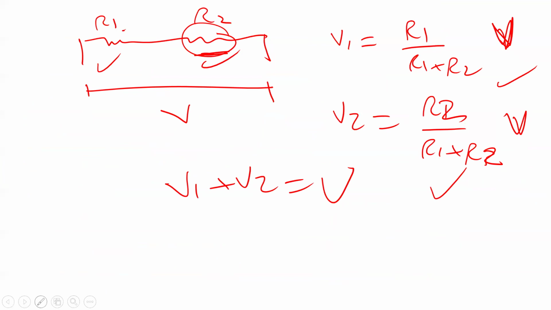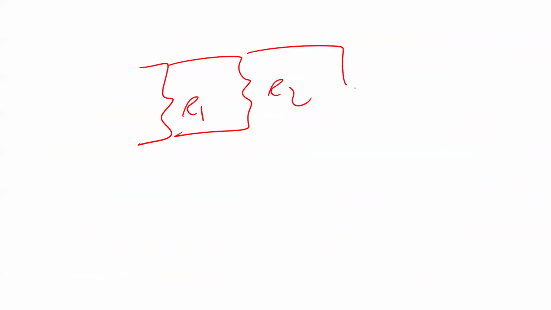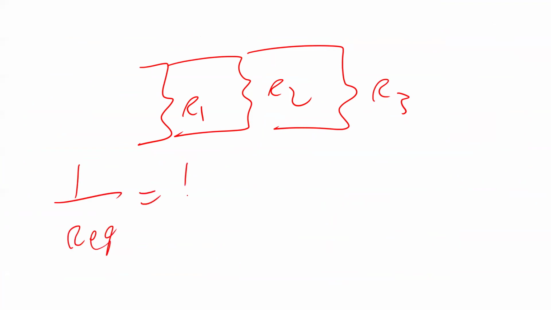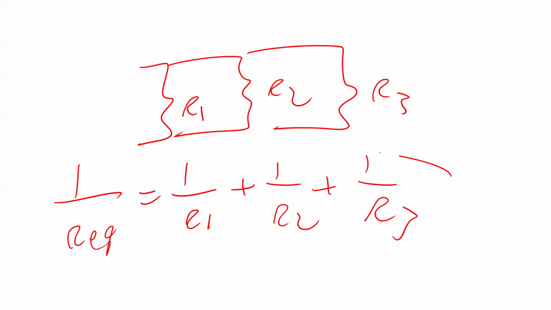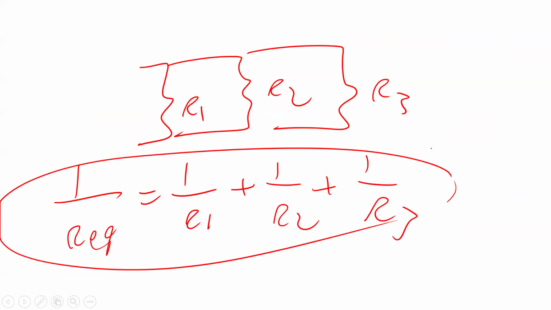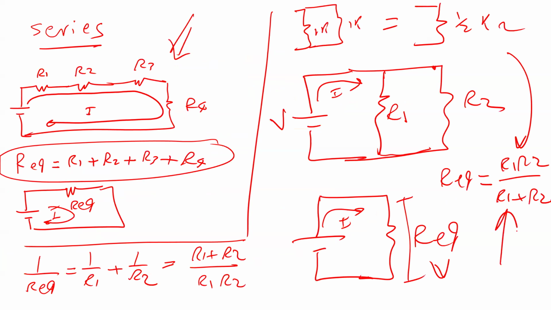So in other words, if you have R1, R2, R3, then 1 over R equivalent equals 1 over R1 plus 1 over R2 plus 1 over R3, and then you can calculate it. But in case of two resistors, it's the same formula, but you can simplify it this way. Any questions?